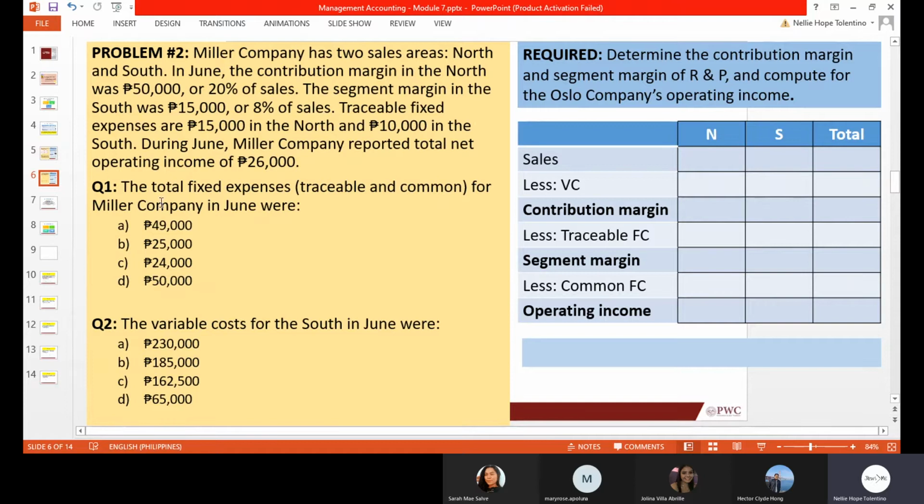For our next problem, we have question 1 and question 2. Ito usually yung ini-exam ninyo, di ba? Binibigyan ko kayo ng problem and then my questions and you have choices. So, parang simulation kung anong mangyayari sa exam. I'll let you read that one first. Internalize nyo muna. And let's see kung meron kayong answer for question number 1 and question number 2. Sige, kayo muna.